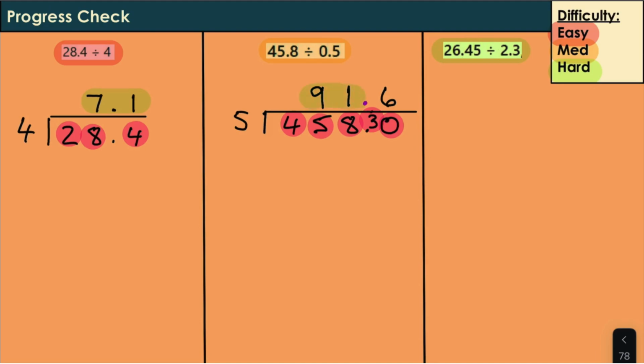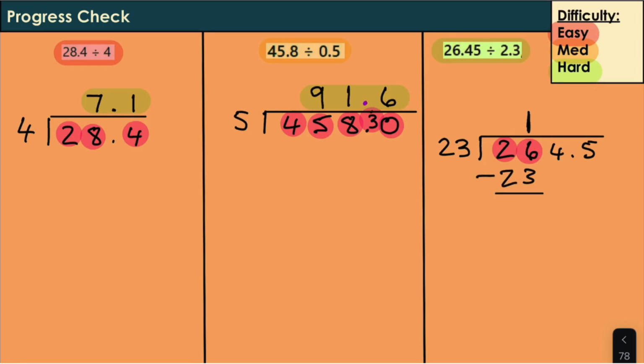My quotient is 91.6. Last question, we see that the divisor has 1 decimal place, so we will multiply the dividend and divisor by 10. 2.3 multiplied by 10 is 23. How many 23s go into 26? That would be 1 group of 23, so I place my 1 above the 6. 1 multiplied by 23 is 23. I subtract down. 26 minus 23 is 3.